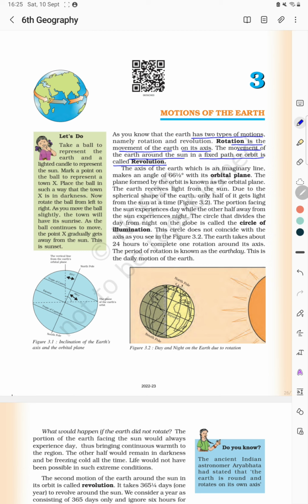See, this is the earth. This is an imaginary line, the line joining the north and south pole. This is the axis of the earth. Now the movement of earth around this axis, from this symbol we can see earth moves from west to east. The movement about this axis is called rotation, and the movement of earth around the sun is called revolution.